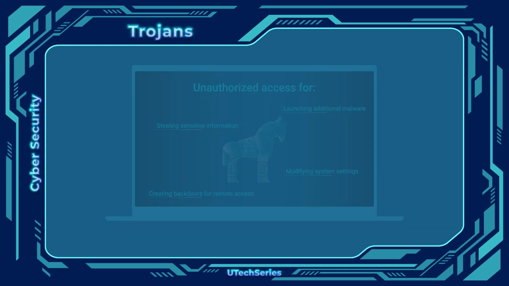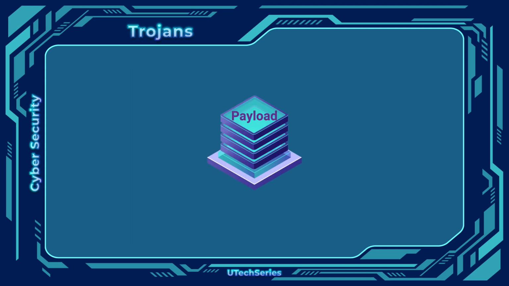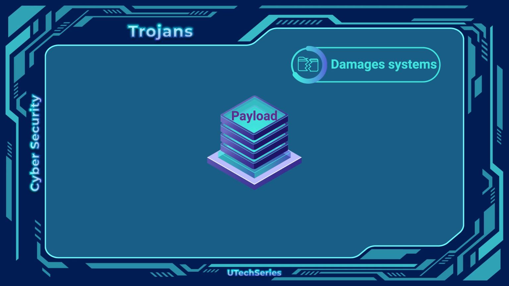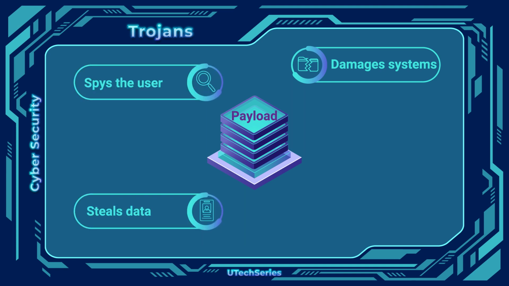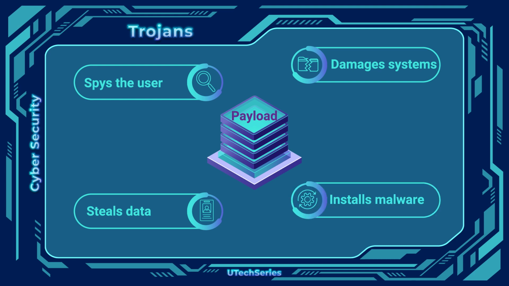Payload. The payload of a Trojan can vary greatly. Some Trojans are designed to cause immediate damage or disruption to the infected system, while others focus on stealthy activities like spying on the user or stealing sensitive data. Trojans can also serve as a delivery mechanism for other types of malware, enabling the installation of additional malicious software.